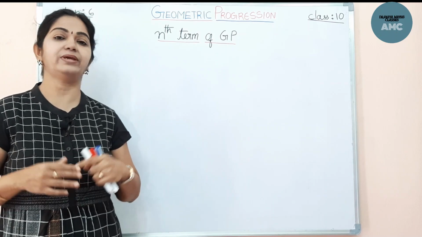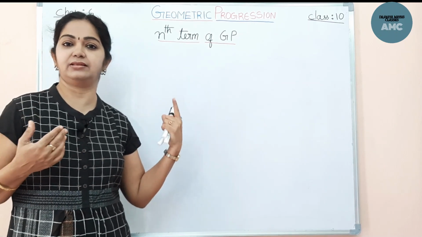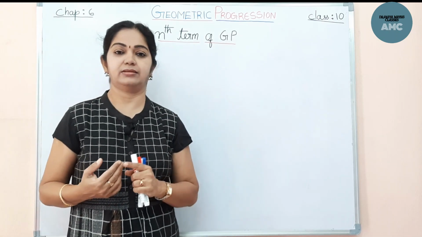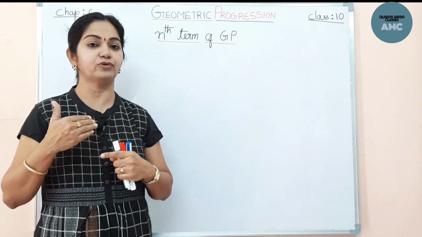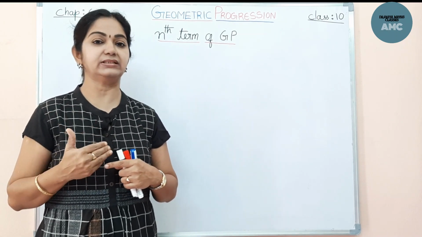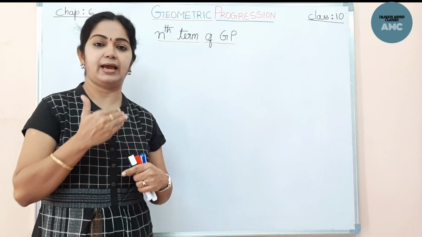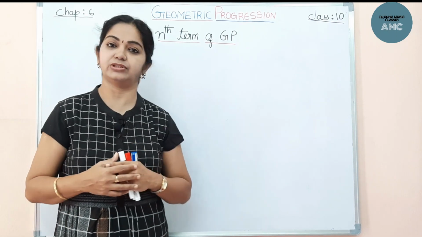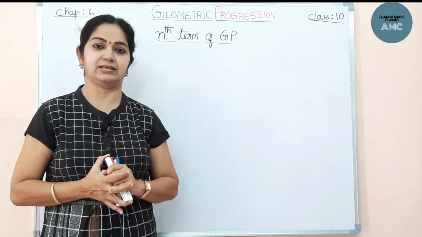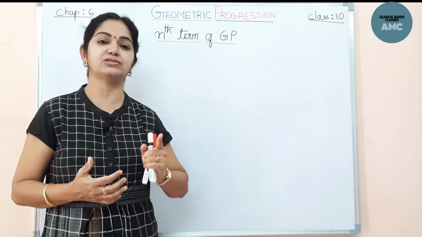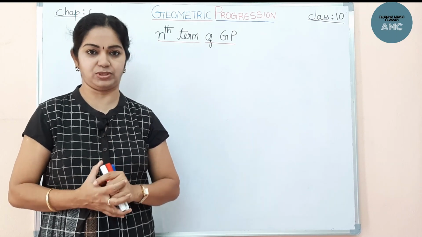Although we have done a few parts in the progression chapter, chapter 6 of 10th class, we have completed three parts in arithmetic progression and the geometric progression, the fourth part. This is the fifth part we are going to deal with in this video lesson. Those who have not watched those videos, please do watch them and proceed to this video.